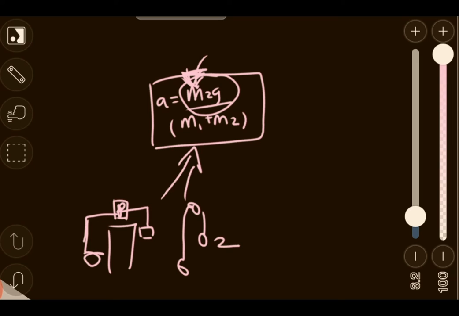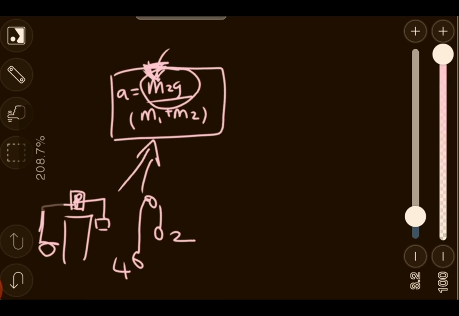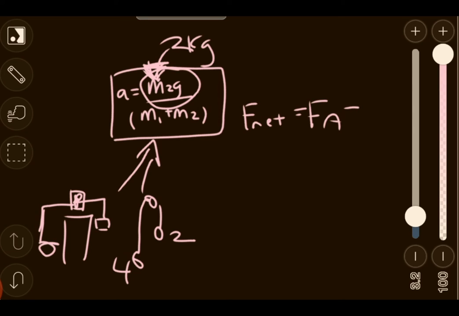So for example, if this were 2 kg and this were 4 kg, it would not be mass 2 anymore. It's going to be the difference. So this here is going to be 2 kg, because how is that going to work? If we take a look, the net force is equal to the force of object A plus the force of object B. Back in that earlier example, there's only one force, so F net equals mg.